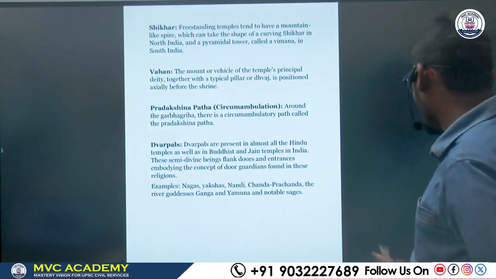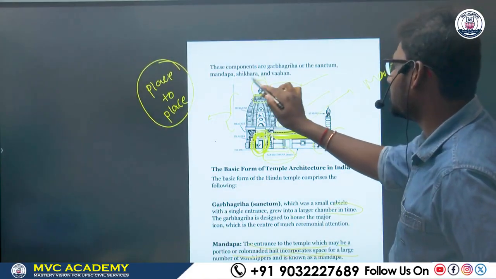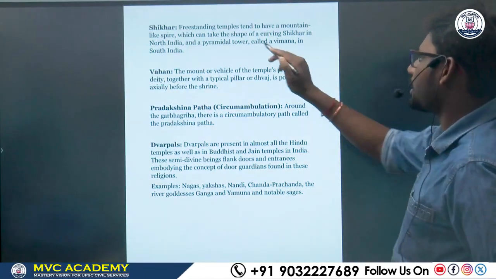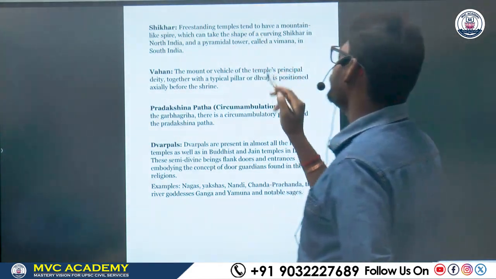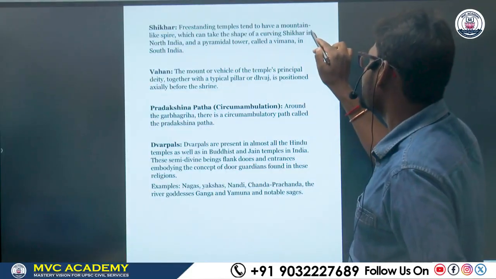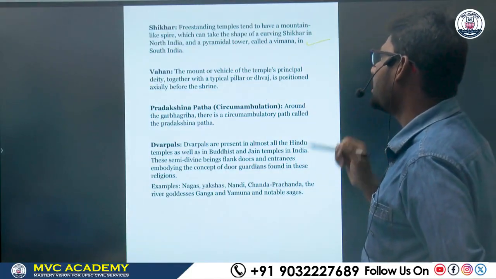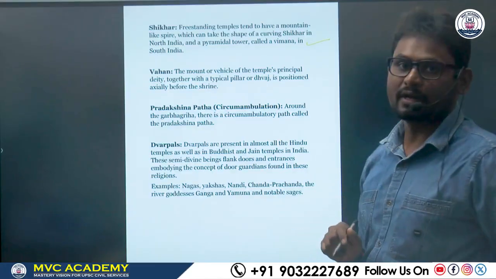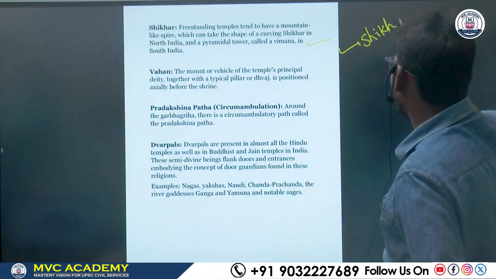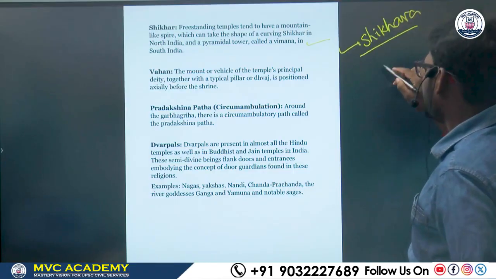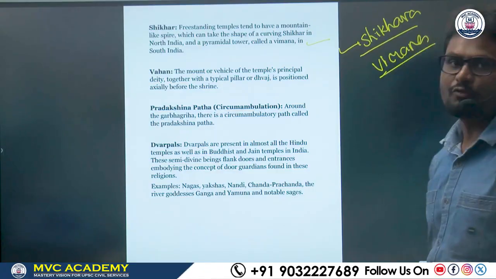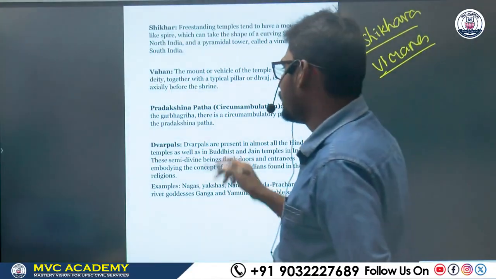Next we are having Shikara. At the top of the tower we are having Shikara. Freestanding temples tend to have a mountain-like spire, which can take the shape of a curving Shikara in northern India and a pyramidal tower called Vimana in southern India. So it is known as Shikara in northern India, and in southern India it is known as Vimana.